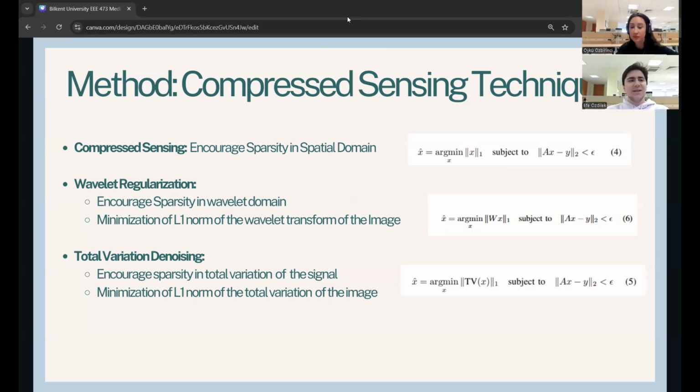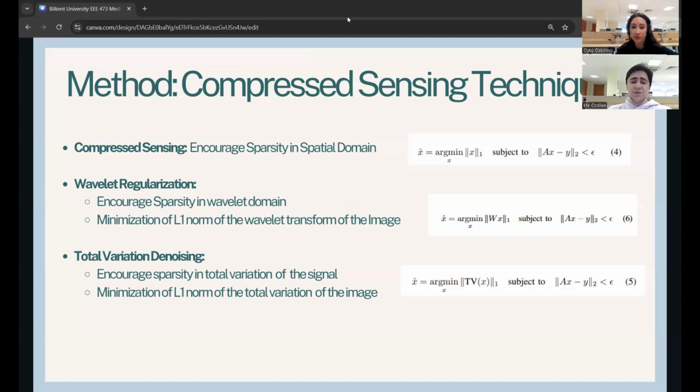Compressed sensing is a technique that exploits the sparsity of a signal in the frequency, image, or wavelet domain. The main objective of compressed sensing is to employ an iterative approach to reconstruct the image from fewer samples than required by the Nyquist rate. We use two compressed sensing techniques in our study. One of them is wavelet regularization. In wavelet regularization, the main objective is to encourage sparsity in the wavelet domain. You can see it from equation 6 as well. We need to minimize the L1 norm of the wavelet transform of the image.